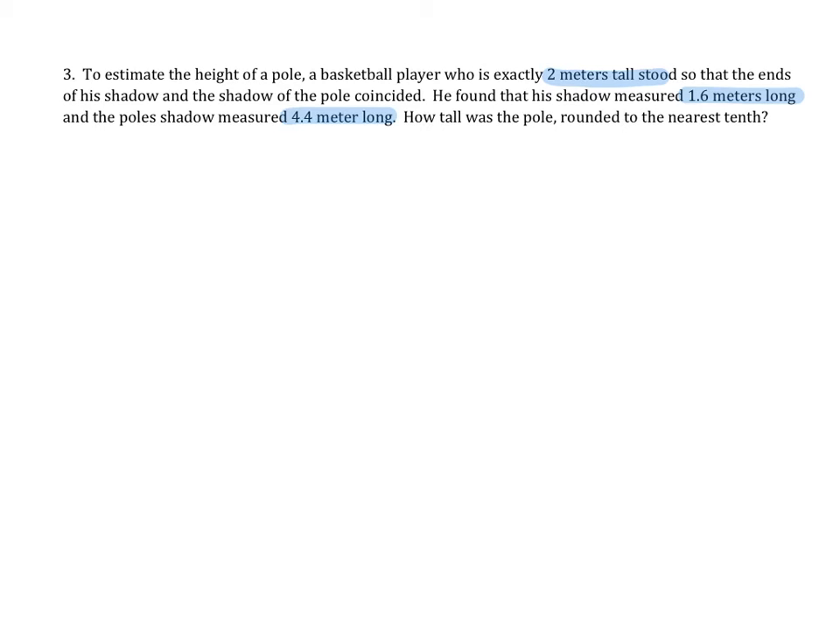So we're going to start by trying to sketch a picture of what's going on. So here, let's say this is some pole, and there is a shadow happening from the sun, which we can draw over here. So we know the sun would hit the pole like this, and then this would be the shadow. So this is the length of the shadow.